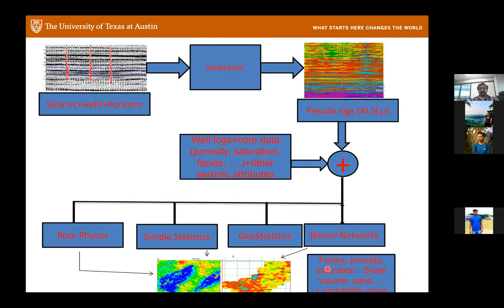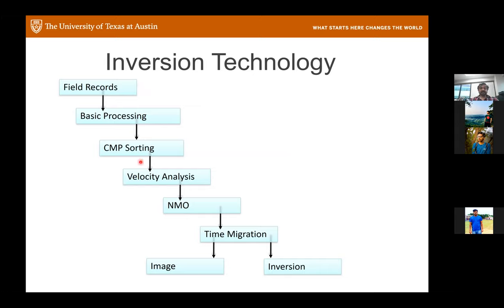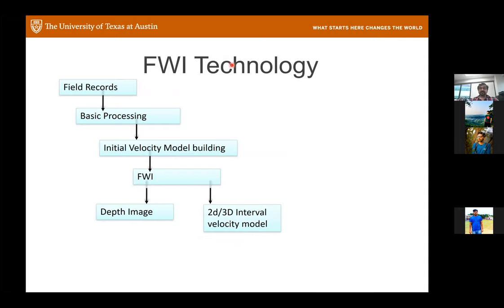This is the final product of seismic inversion that will go to the reservoir engineers. And you can also use machine learning. So here we have field record to CMP sorting, velocity analysis, NMO, time migration, and inversion. That is pretty much a standard procedure now. But what we are gearing towards is FWI technology, where we do minimal processing, except for just initial velocity model building, and run FWI, or full waveform inversion, which will give us not only a depth image, but also a 2D and 3D interval velocity model. So we can do all of this in one step, and we can avoid any kind of CMP sorting concept, because CMP is essentially valid for a 1D medium.